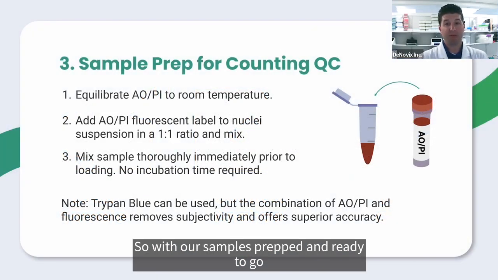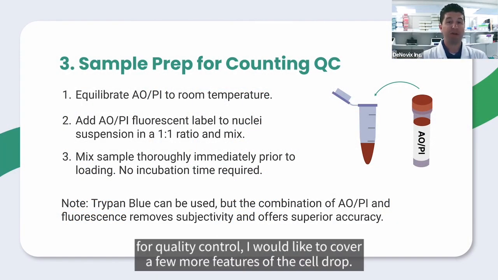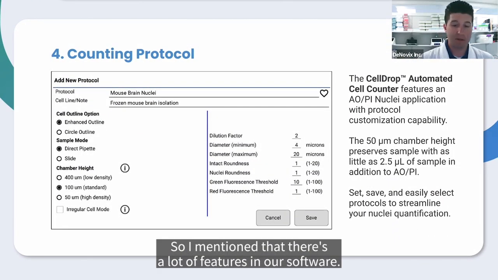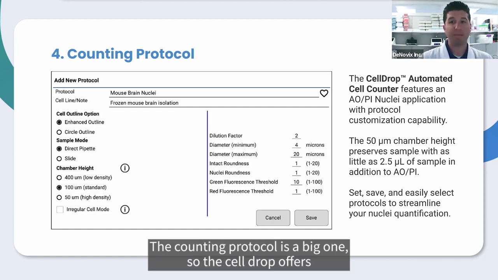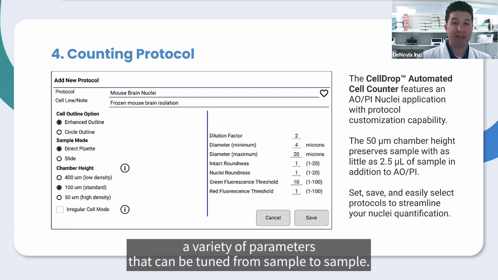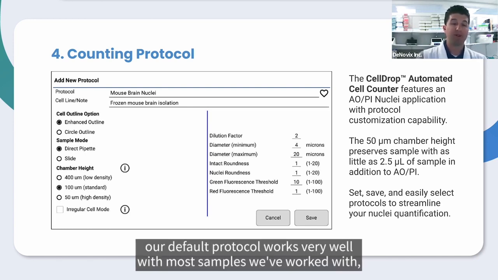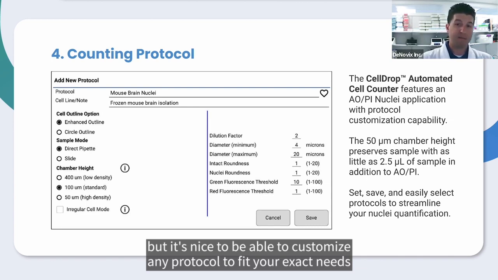So with our samples prepped and ready to go for quality control, I would like to cover a few more features of the Celldrop. So I mentioned that there's a lot of features in our software. The counting protocol is a big one. So the Celldrop offers a variety of parameters that can be tuned from sample to sample. I would like to point out that for the most part, our default protocol works very well with most samples we've worked with, but it's nice to be able to customize any protocol to fit your exact needs.